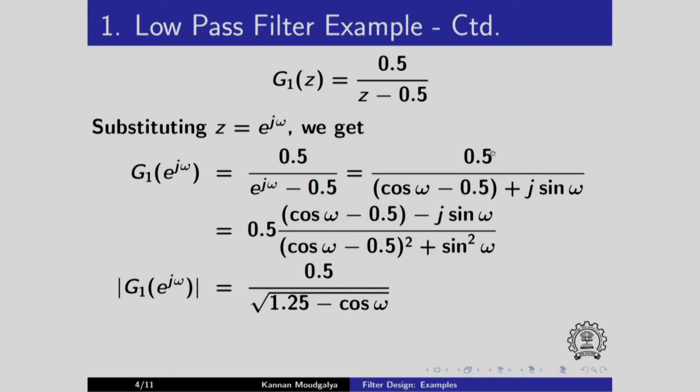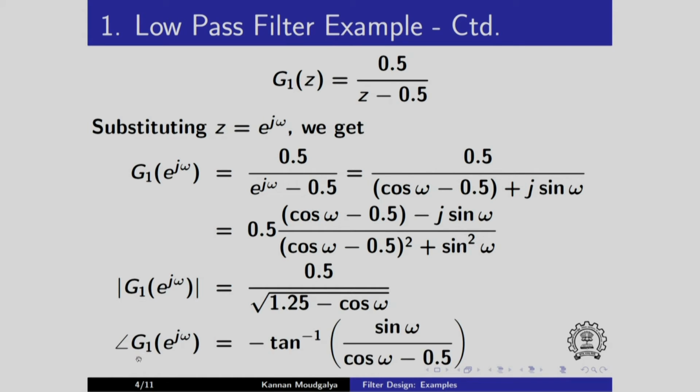One can also get directly from here the magnitude of 0.5 is 0.5. The magnitude of the denominator can be checked to be this, and the phase of this can be obtained as this. You have to do a little bit of calculation to arrive at this. The argument can also be calculated directly. This is the imaginary part, this is the real part, so you get sin omega divided by cos omega minus 0.5. Of course, this minus sign is here, so you have this minus sign, tan inverse of this.